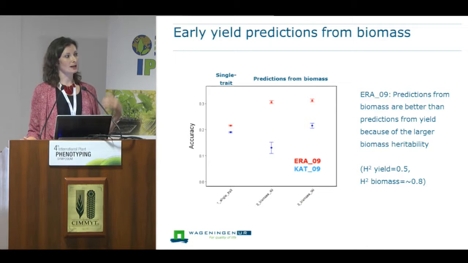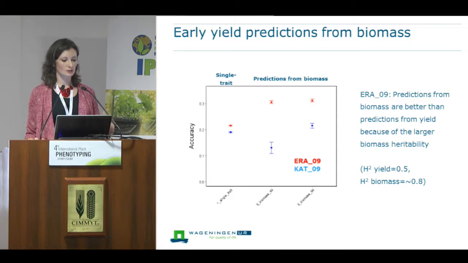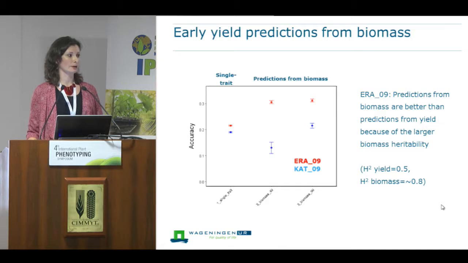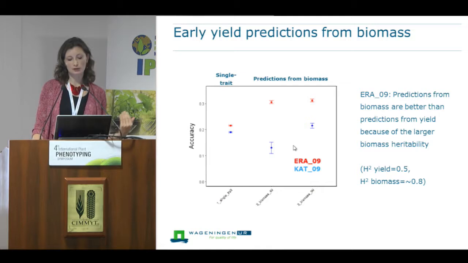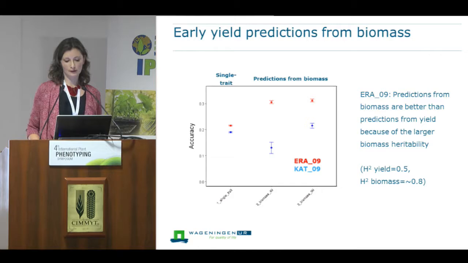It's because of the large differences in heritability. When we combine the information during the growing season and we capture the whole dynamics of biomass generation, the heritability was around 0.8. When we have a single point estimate for yield with a large measurement error, the heritability was 0.5. So in this case, yield was less informative than biomass. And in the case of the other environment, the correlation between yield and biomass was extremely low. So in this case, it was not possible to generate yield predictions from biomass.